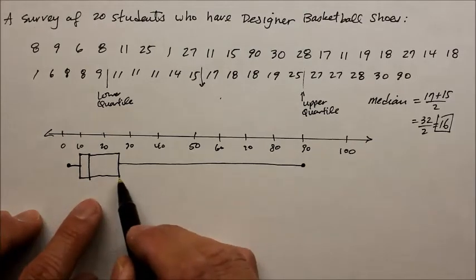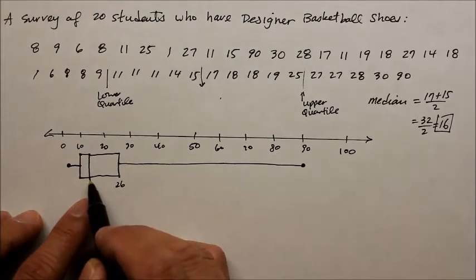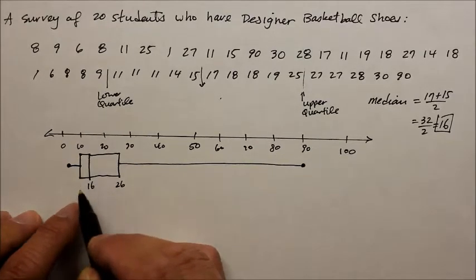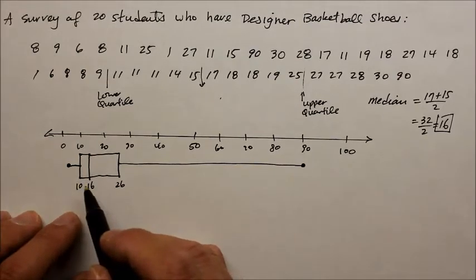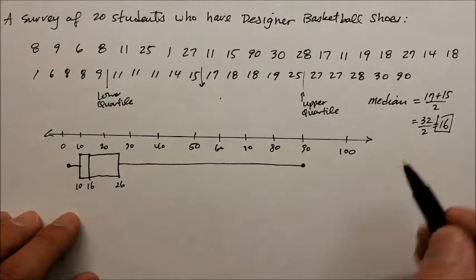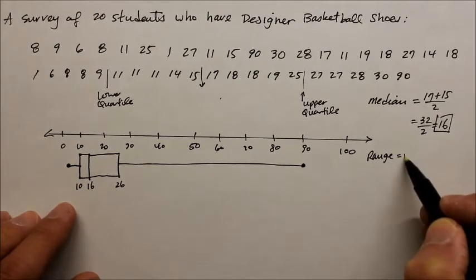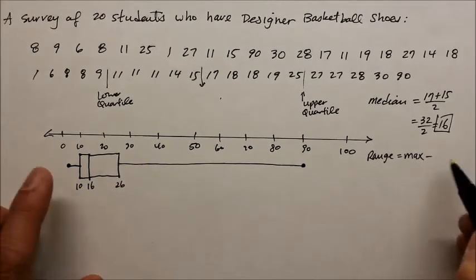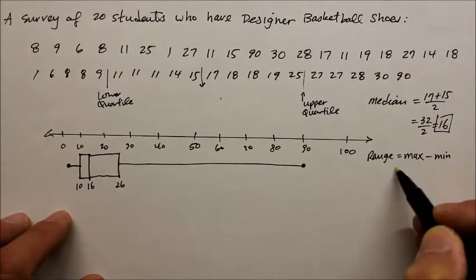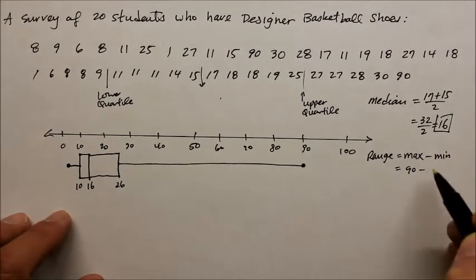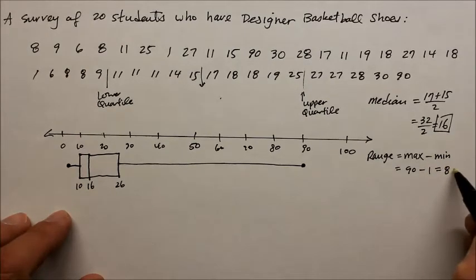So the upper quartile is 26. The median of the entire data is 16. And the lower quartile is 10. And the total range is the maximum of the data minus the minimum of the data. So in this case, it's 90 minus 1. So the range is actually 89.